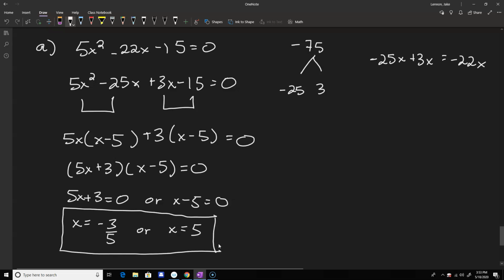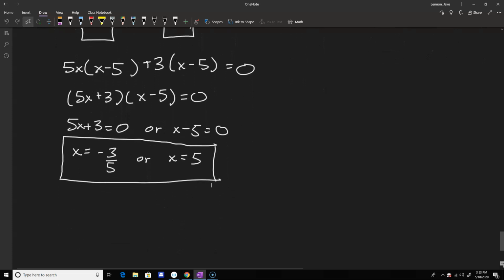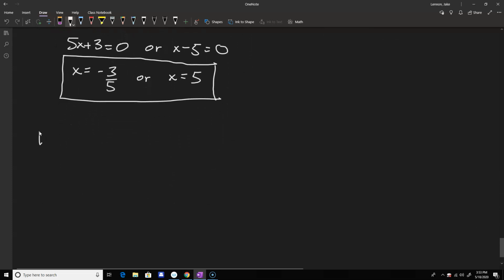And that's that. So let's try another one. Let's look at 3x squared plus 17x plus 24 equals 0.